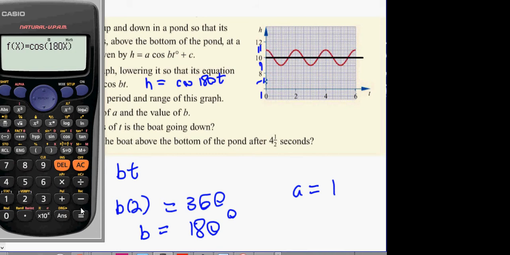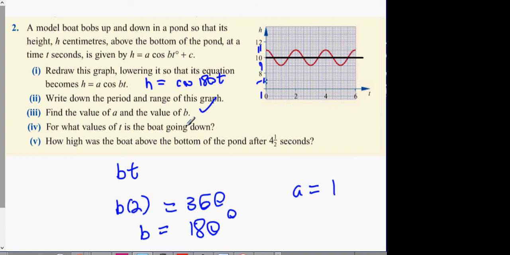Cos 180x from 0 to 2. You can go up in point ones. And what you'd end up drawing is this graph here. And that would give you, remember the blue graph from earlier? That would give you the blue graph from earlier. Is that right? Okay.